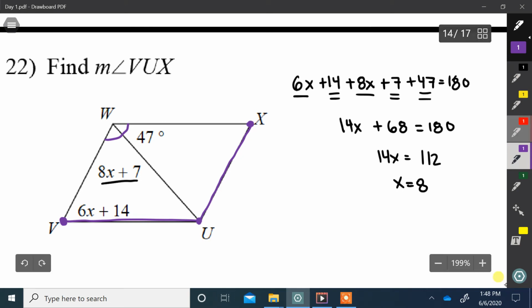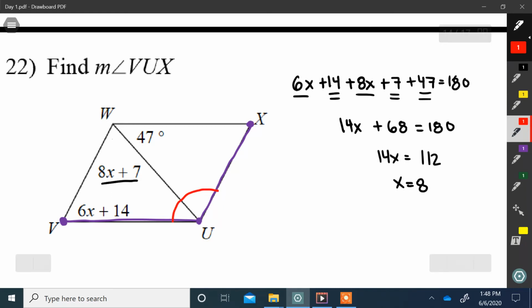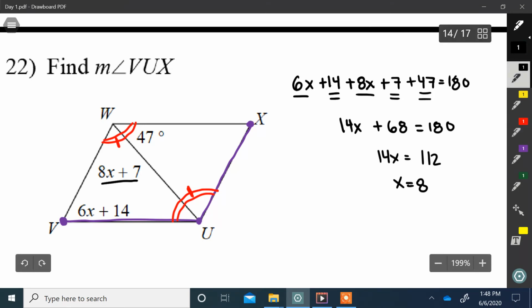Well, this is what you have to realize. This angle right here is congruent to this one right here. Those were one of the theorems or properties that we saw previously. So if we're able to figure out what this angle is, then we can figure out what this one is. All right, awesome. So let's figure out what this is right here.